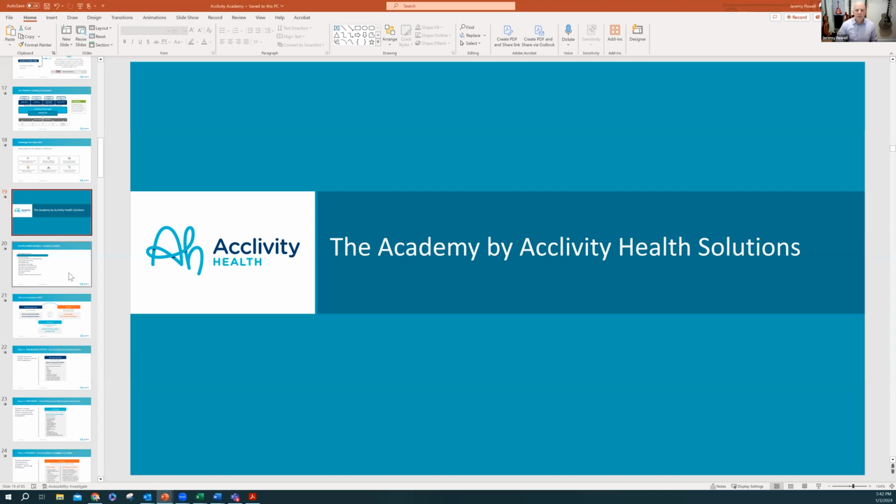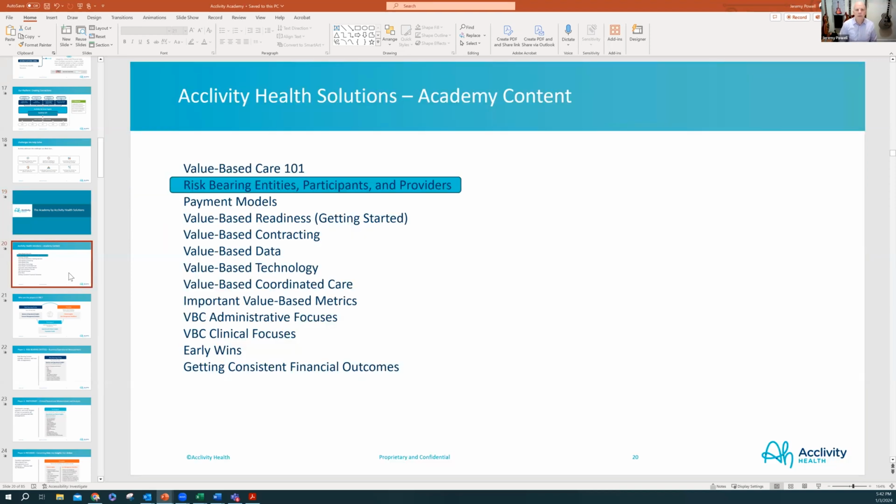And today we're going to talk about the players that make up some of the key roles inside of value-based care. We'll talk about them as risk-bearing entities, which are often the ACO or the health plan, the managed care organization, the managed services organization. Those are all the risk-bearing entities.